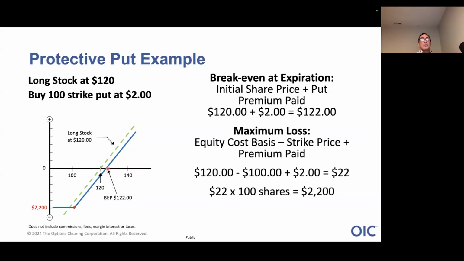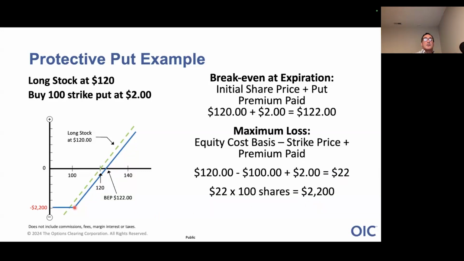What is my risk in this position? Well, my maximum loss is always going to be the difference between what I paid for the stock, 120, minus my strike price, plus the premium on the puts. When I do all the math, my risk is $22 to the downside, or $2,200.